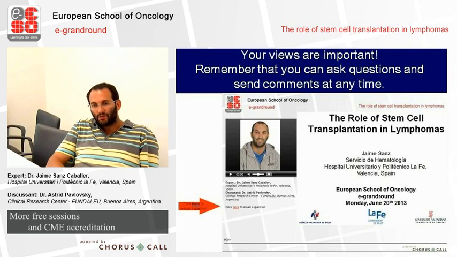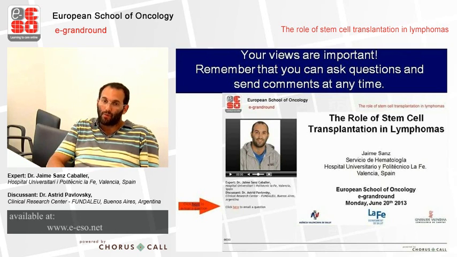I would say that transplanting high-risk patients with autologous transplant first-line, young patients, is feasible and might be beneficial. However, the standard today is to transplant after salvage therapy, so after relapse, or to transplant those patients with primary refractory disease that are chemosensitive at time of transplantation.